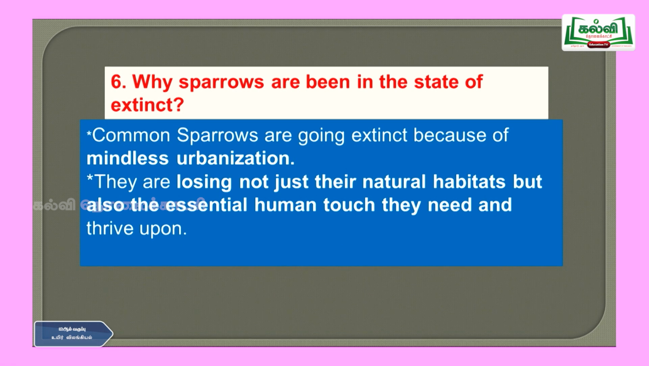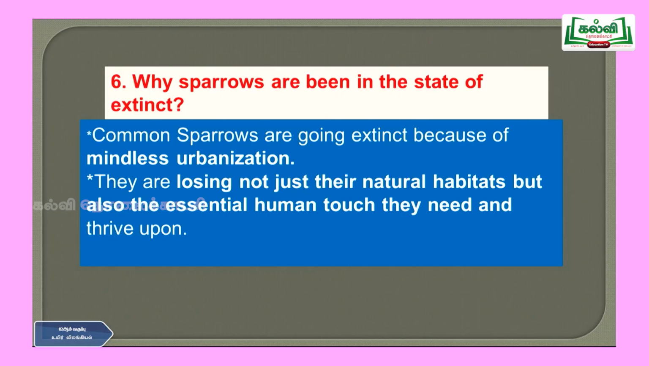Next, sixth question: why are sparrows in the state of extinction? Once we had abundant sparrows in every place, but why are we not seeing them nowadays? Common sparrows are going extinct because of mindless urbanization. That means we are not caring for nature, and all the agricultural lands are now becoming constructed areas.